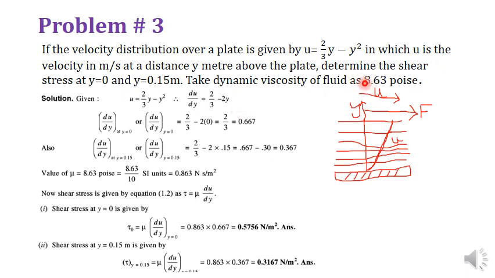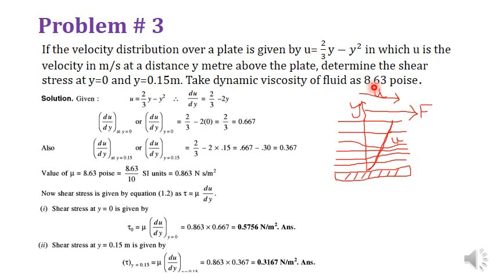Take the dynamic viscosity of the fluid as 8.63 poise. So viscosity is also given, because if viscosity is there, the velocity gradient has a further relationship with the shear stress, with a proportionality constant of the dynamic viscosity, that is mu. Here in the CGS system, 8.63 is given.